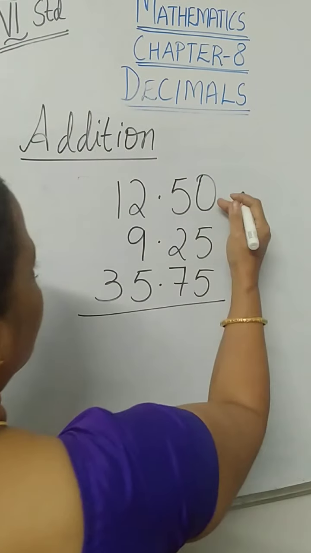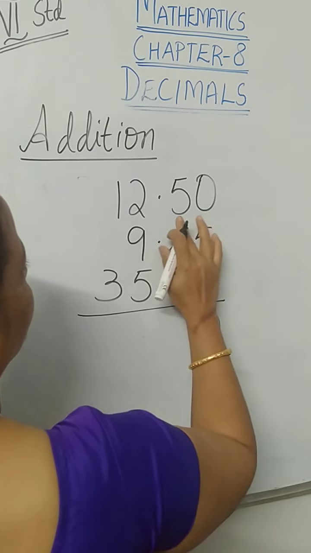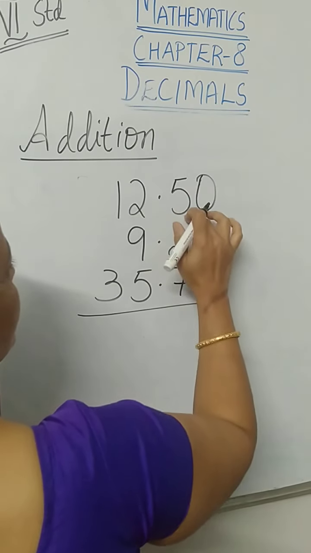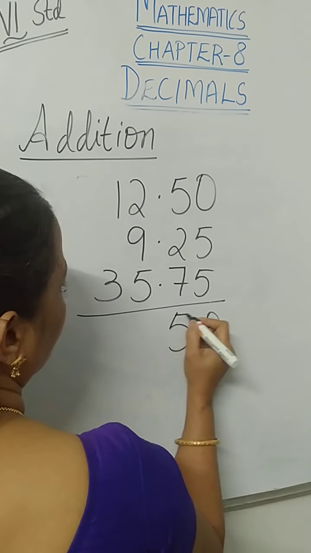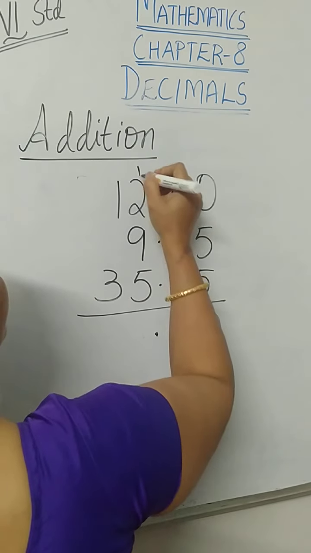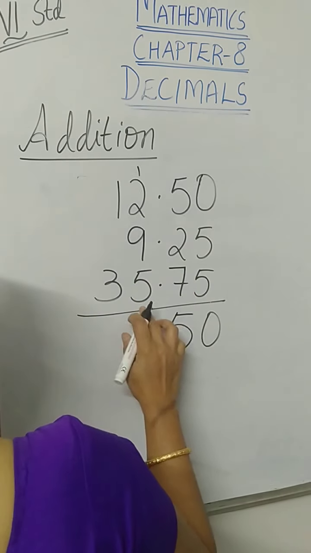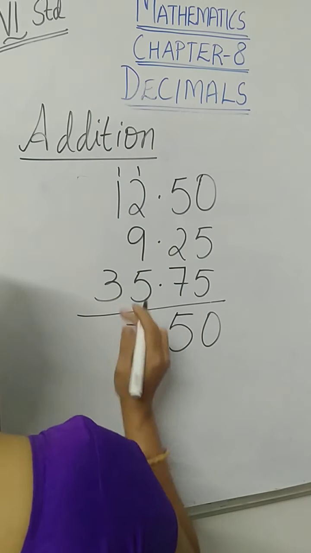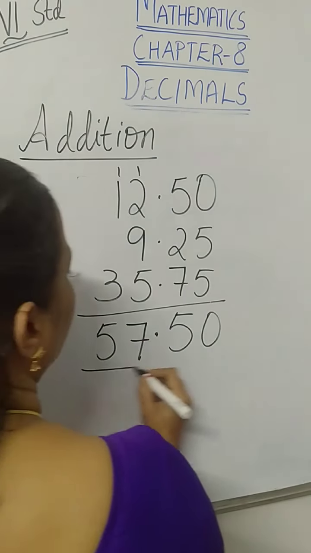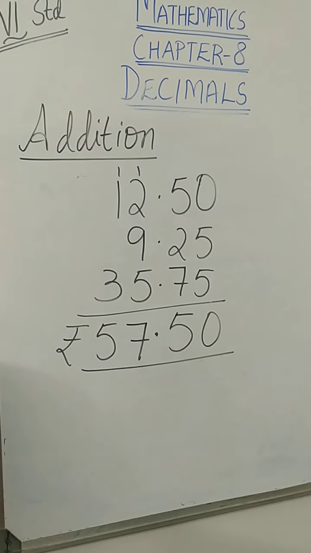Now let us add. 5 plus 5 is 10. 0, 1 carry. 6 plus 2, 8. 8 plus 7, it is 15. 5. Let us carry here. 2 plus 1 is 3. 3 plus 9, 12. 12 plus 5, 17. 7, 1 carry. 1 plus 1, 2. 2 plus 3, 5. Yes. So the total is 57 rupees 50 paisa. This is how you add it.